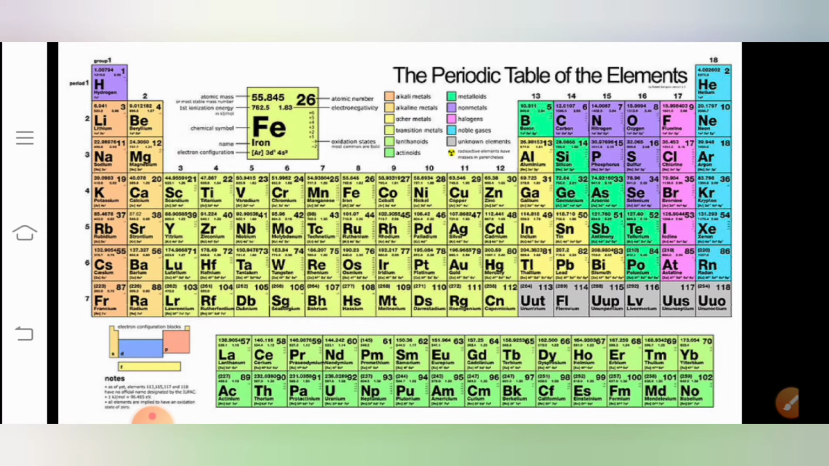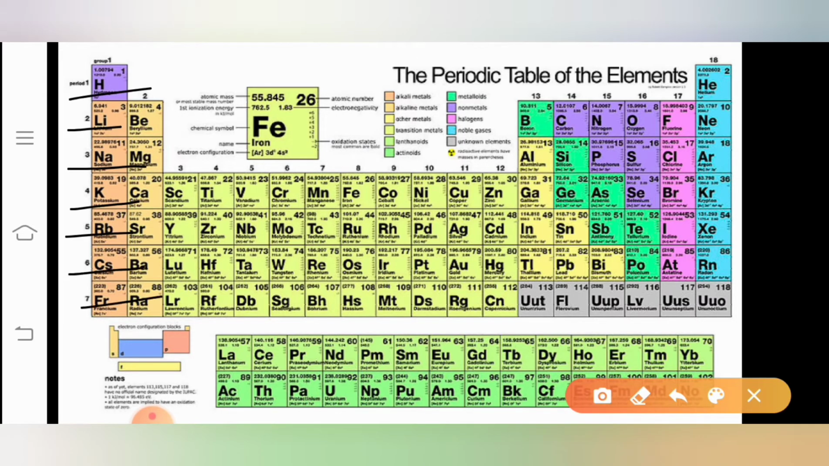Okay, so as I told you, what is meant by periods? The periods are the horizontal rows present in the periodic table, right? These are the horizontal rows. All these horizontal rows are called periods in the periodic table. And these periods have some properties: every period has consecutive atomic numbers. I repeat, every period has consecutive atomic numbers.